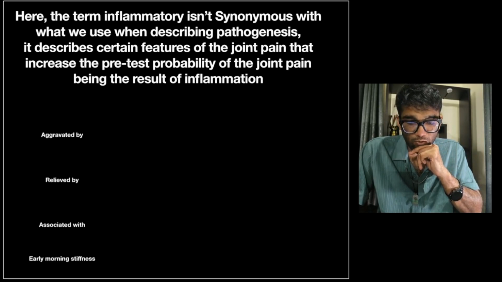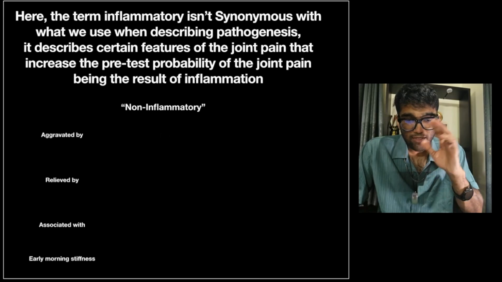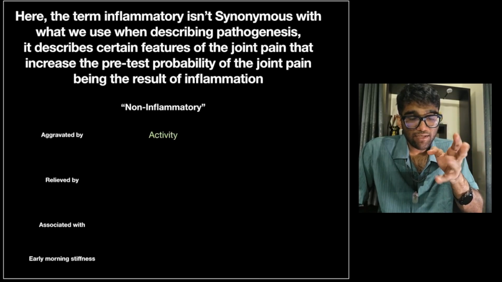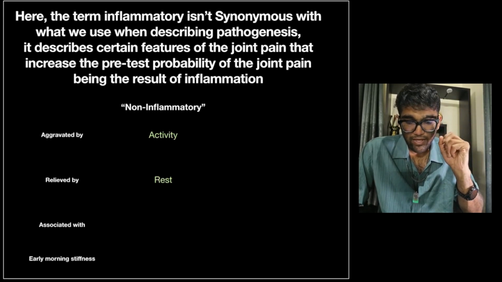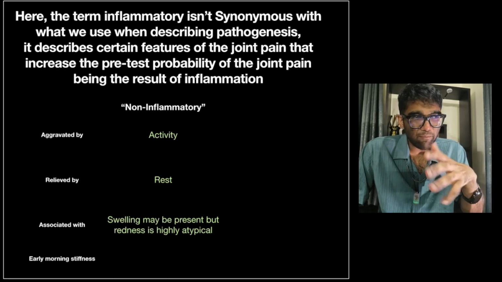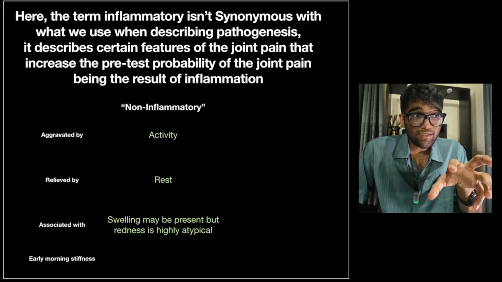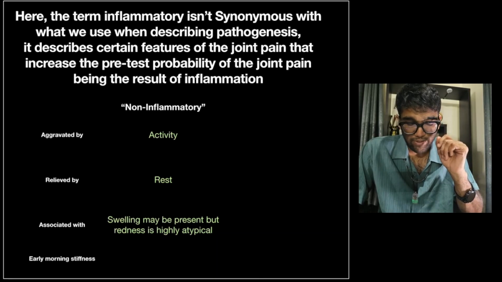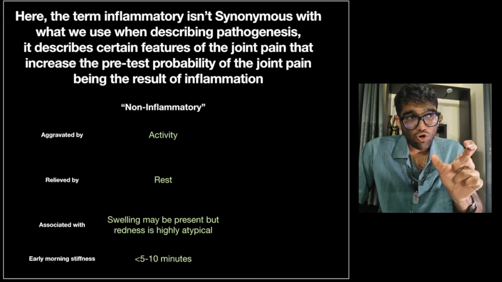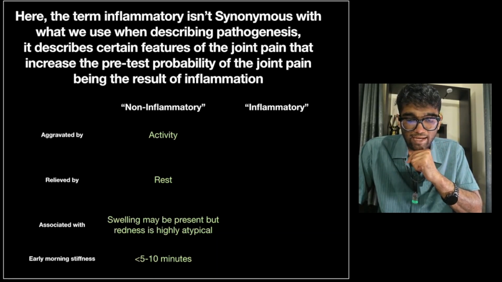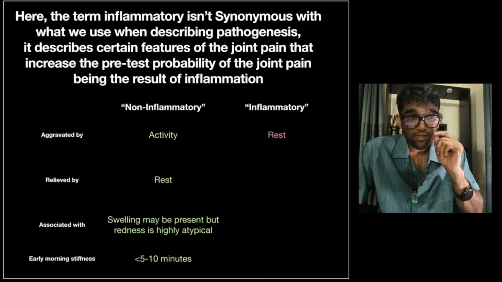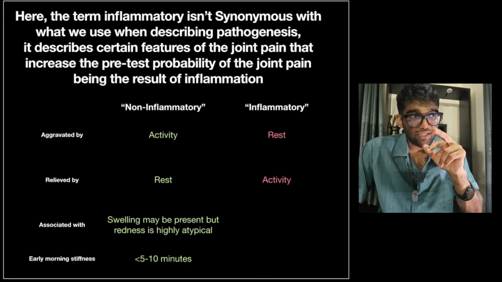So what are the features that we look for? In case of a non-inflammatory arthritis, it is aggravated by activity of the joint. Okay, as long as the joint is immobile, there is no pain or very minimal pain. It is relieved by rest. It is associated with a swelling sometimes, but redness and local rise of temperature is unlikely to be present, and it is associated with a very short early morning stiffness of less than 5 to 10 minutes. Inflammatory arthritis is aggravated by rest, which is the reverse. It is relieved by activity.